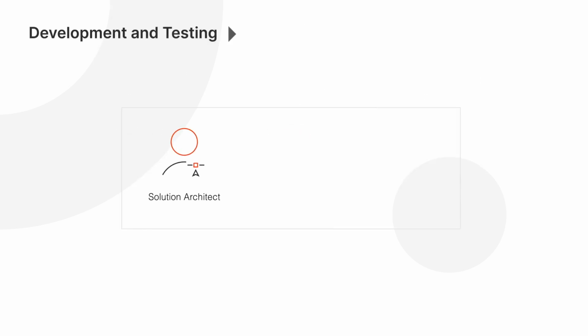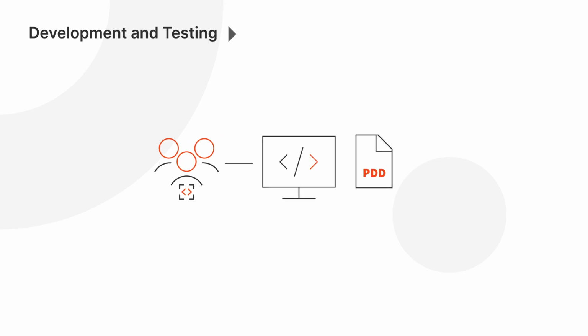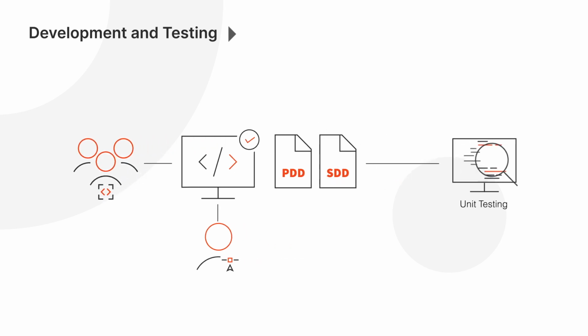Collaboration between the solution architect, the project manager, and the automation developers also occurs during the next stage, development and testing. Here, the automation developers create the modules outlined in the design whiteboard using the PDD and SDD documents as references. The solution architect then reviews the code and automation developers make the necessary fixes to the code. The created modules are then tested individually to ensure that they run successfully in controlled test settings.